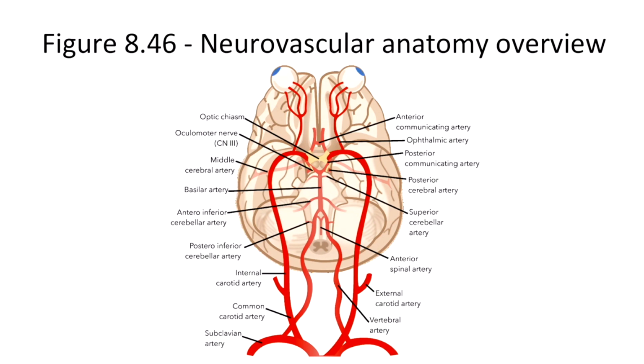This is figure 8.46, which provides a general overview of the neurovascular anatomy. From this image, we can see the ophthalmic artery right here. Notice how this artery is a direct branch of the internal carotid artery, this region right here. So again, the embolus most likely originated from the internal carotid artery.